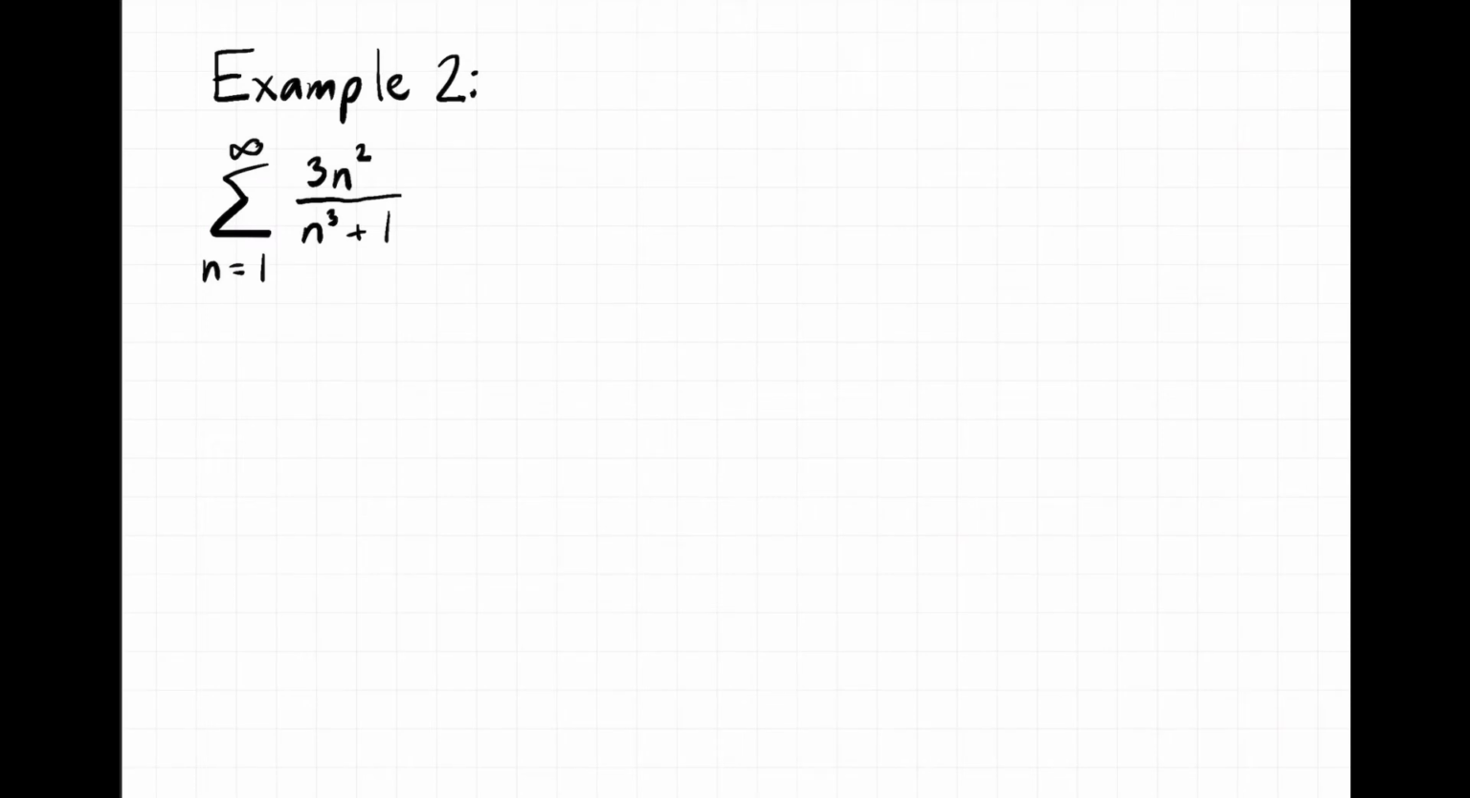Here's another example series. The sum as n goes from 1 to infinity of 3n squared over n cubed plus 1. Does this series converge or diverge? And does it converge absolutely? Well, we could try the ratio test.